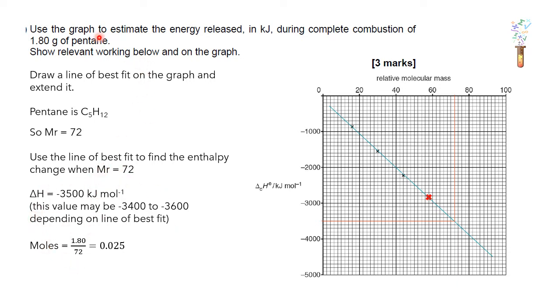But the question was, work out the energy release. Now energy is Q, so I need to work backwards. I need to find out how many moles I had, so mass over MR again, and work out that Q is delta H times moles. So I've got 87.5, or maybe something up to 90 or down to 85, depending on what value of delta H you got.